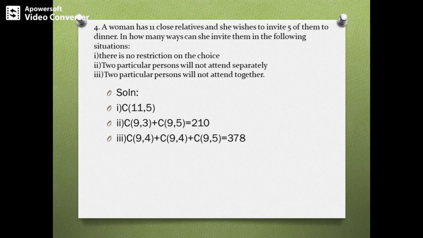And if they are not being given the invitation at all, that means two are excluded from the set of people. So it will be C of 9 comma 5, as we have to invite five of them. So this can be done in C of 9 comma 5 ways. So totally C of 9 comma 4 plus C of 9 comma 4 plus C of 9 comma 5, which is 378 ways in which the invitees can be selected.